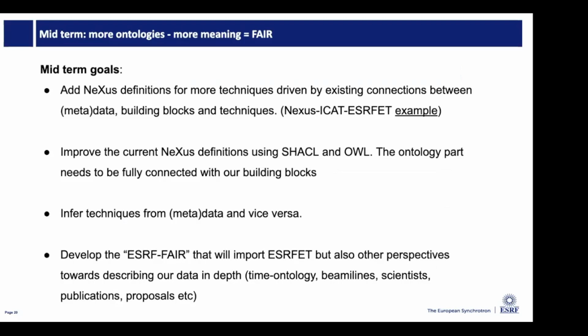The mid term in our project is to go a bit further on that and actually create a bigger ontology, like the ESRF FAIR ontology. We already started working on that. The FAIR ontology will include more things, because now we are looking just at techniques, but in order to have real FAIR data, we need a lot more things like beamlines, scientists, publications, proposals. All these terms are related to time, because beamlines start and stop, experiments start and stop, publications are published on a specific date. All these things, if you put them in the timeline, give you context.